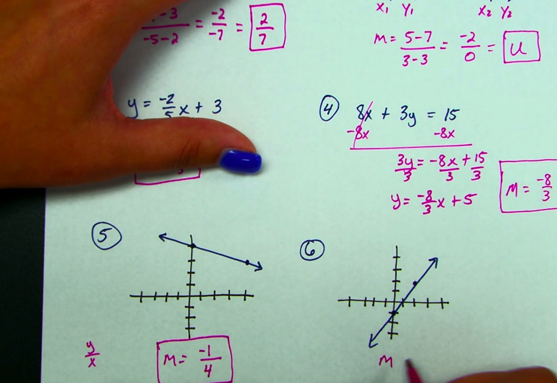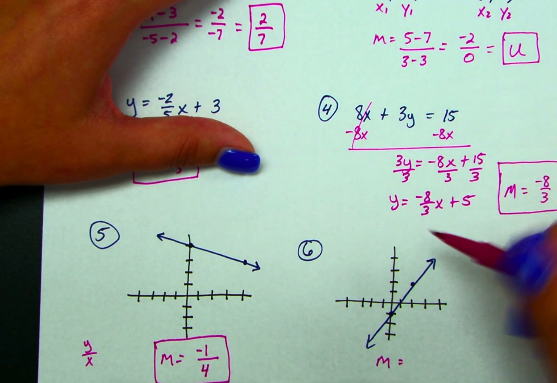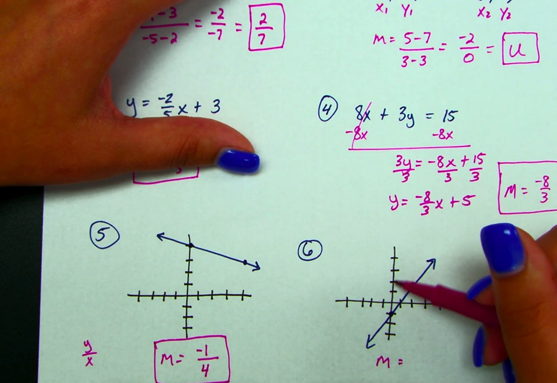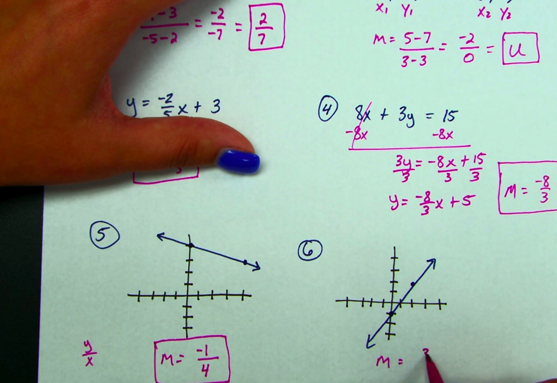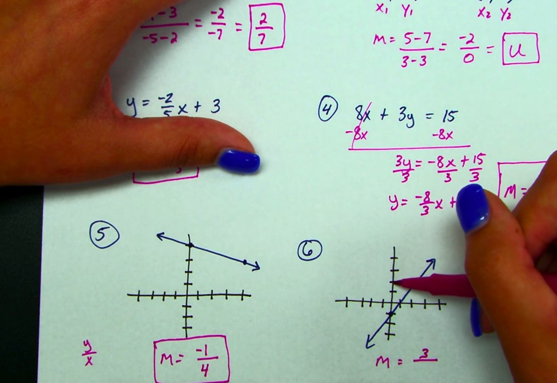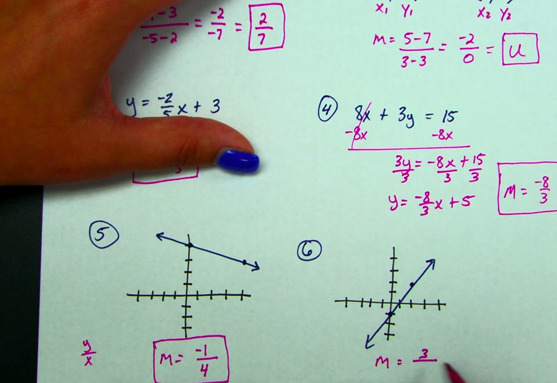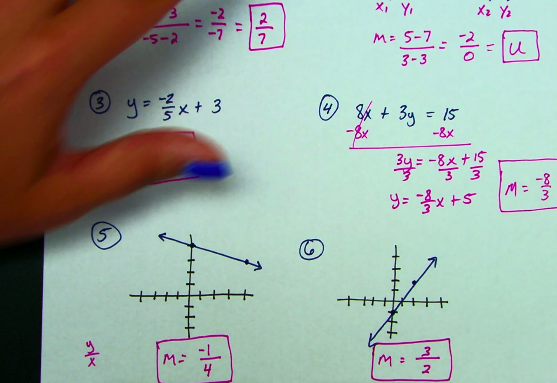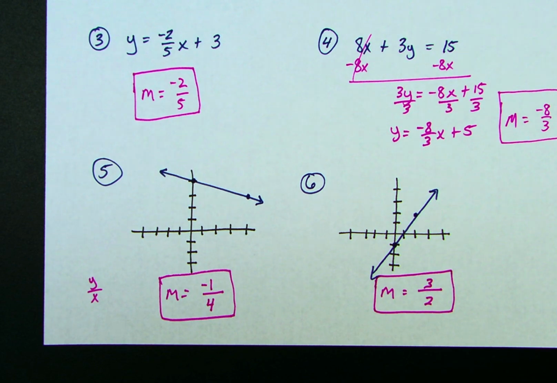Okay, so same thing, I'm just counting. So this time I'm going up first. So I would go 1, 2, 3. And then from here I'm counting over 1, 2. So 3 halves would be my slope for this one. And that's going to conclude this section.